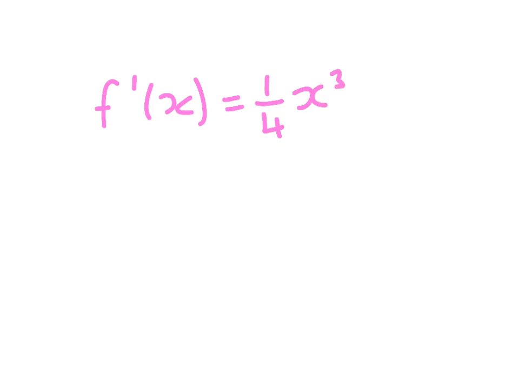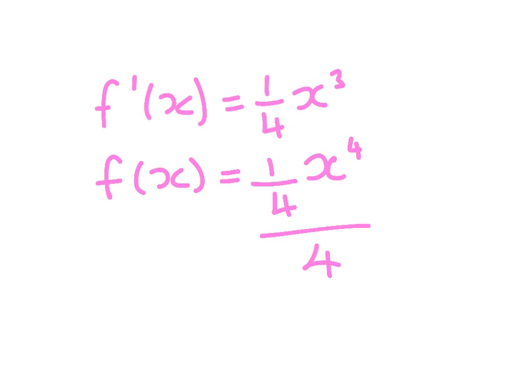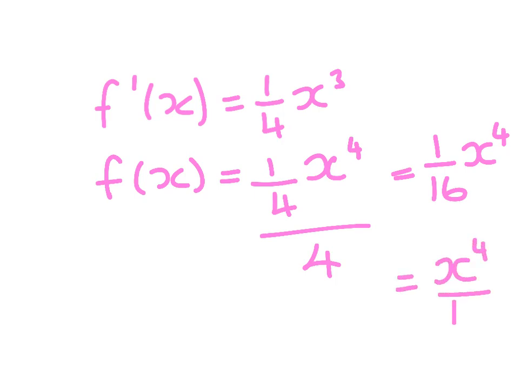Okay, if I have a derivative which is 1/4 of x cubed, and I want to undifferentiate, I'm going to increase that power by 1, and I'm going to divide by this new power. Now a quarter divided by 4 is a 16th. So I can either write 1/16 of x to the power of 4, or I can have x to the power of 4 over 16.